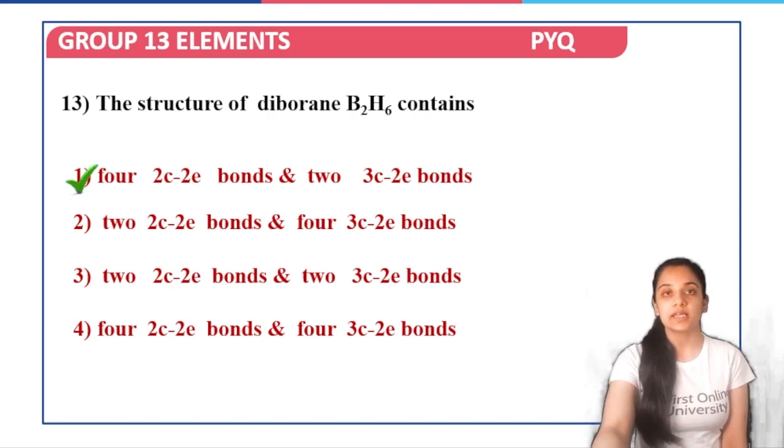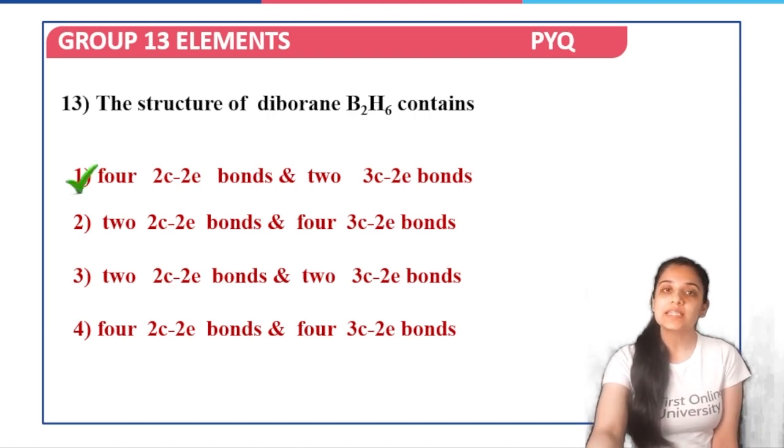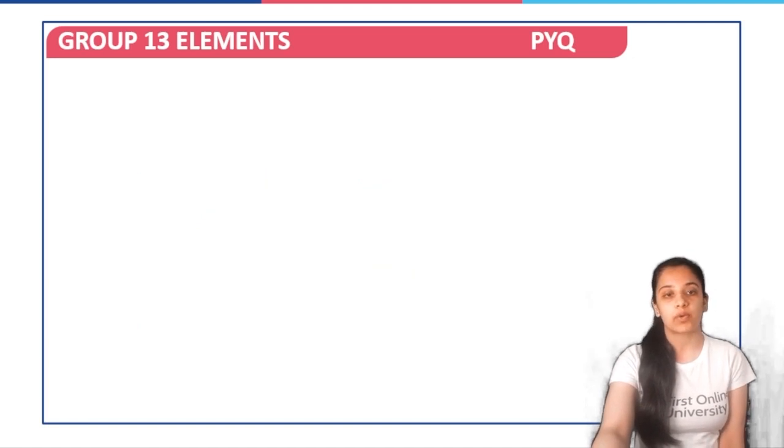So option A is the correct answer, because 3 center 2 electron bonds means there are 2 banana bonds present.